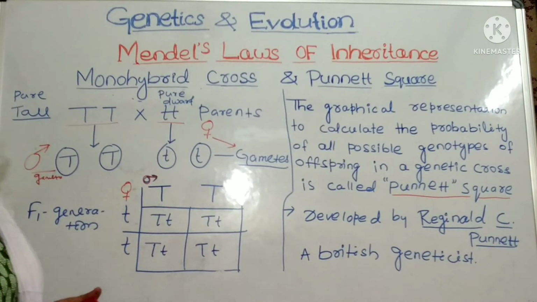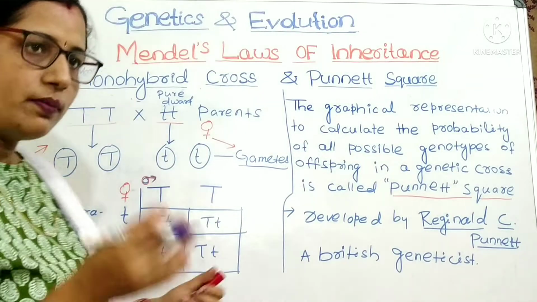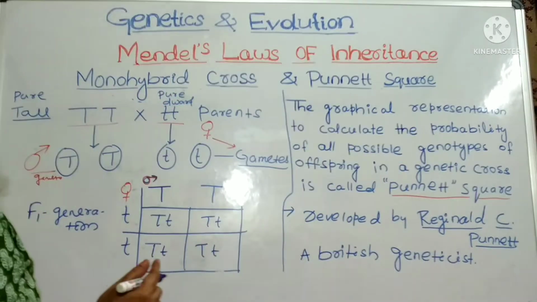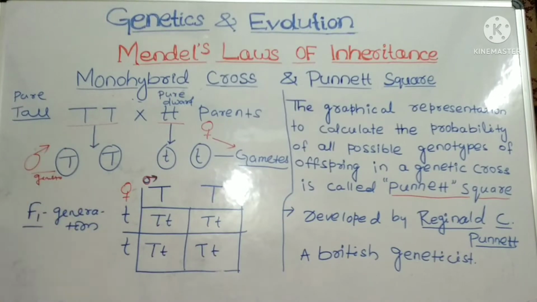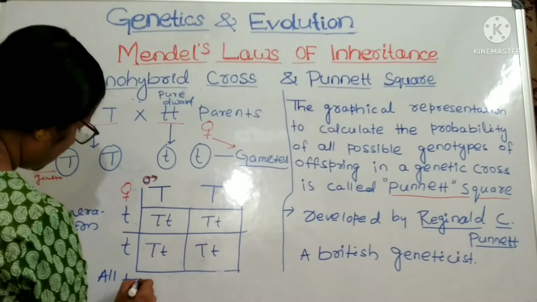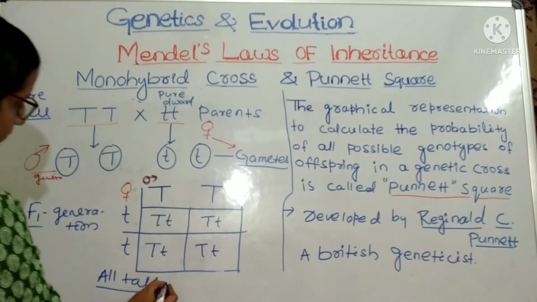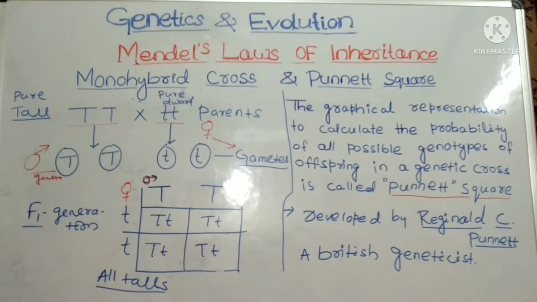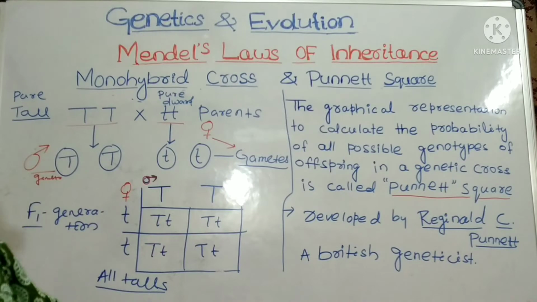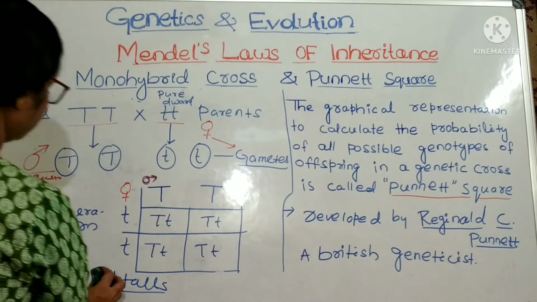And we have already discussed in the monohybrid cross, all plants are hybrid and all plants are tall. So in the F1 generation, all are tall. Let's see another Punnett square for the F2 generation.